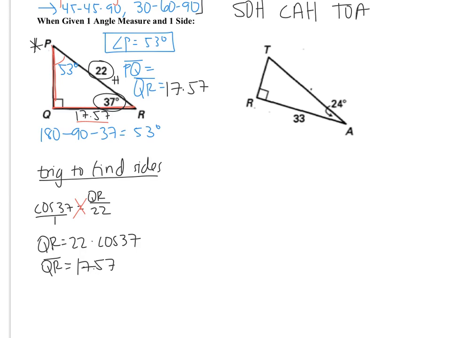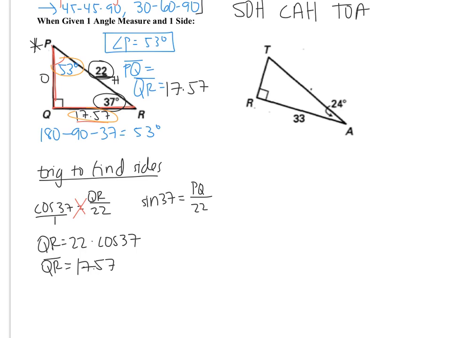We notice that PQ is the opposite side. So opposite, and then using that 22, the hypotenuse, is going to be sine. So I have sine of 37 equals my opposite side, which is PQ, over my hypotenuse, which is 22. So when possible, please try to use the information that you were given originally. What I mean is, I don't really want to use this 53, and I don't really want to use that 17.57, because if I found them wrong and then I use them to find something else, that other side or angle that I find is going to be wrong as well.